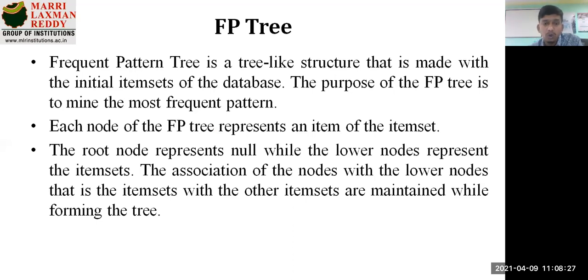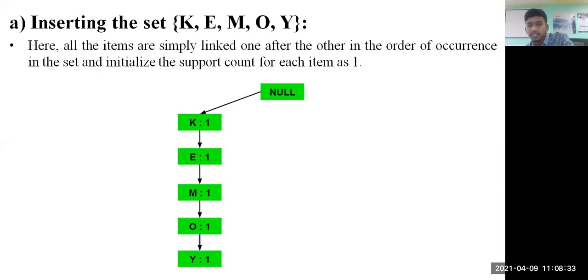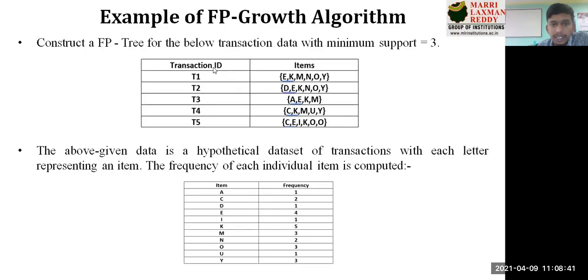Next, the root node represents null while the lower nodes represent the item sets. Here you can see the left and right branches, and the leaf nodes indicate the item sets. This is a sample data set we take to understand FP growth.